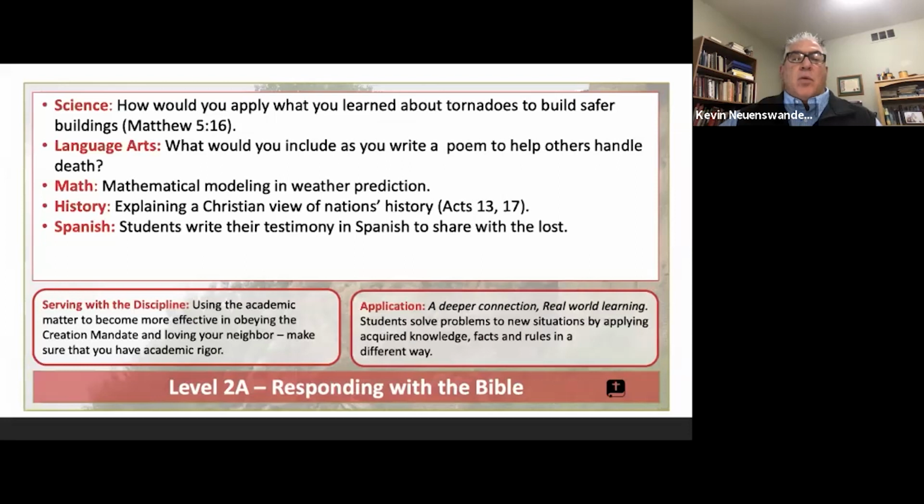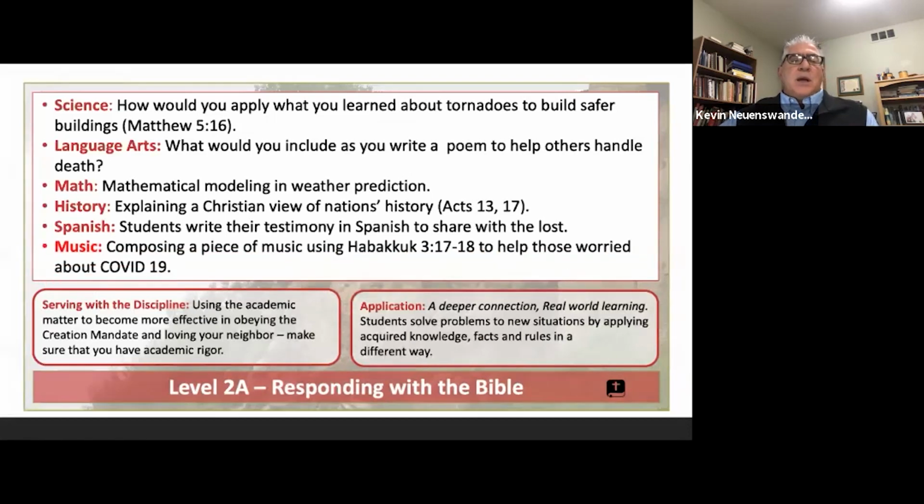Spanish students write their testimonies in Spanish to share with the lost. That's something I already shared, what I did with my Spanish 2 students with past tense. And the other piece of that is that we learned the Romans Road in Spanish. So we practice sharing the gospel in Spanish. We practice sharing that with each other. We use Spanish, and it's tied together, the academics with the biblical integration.